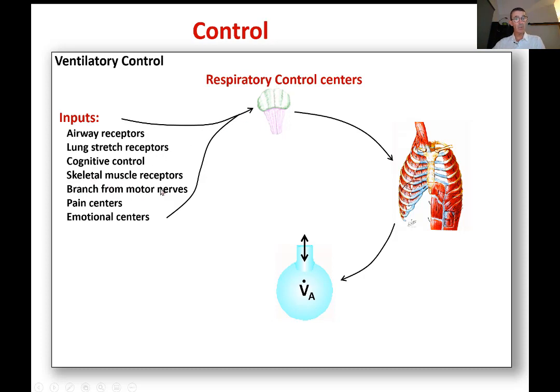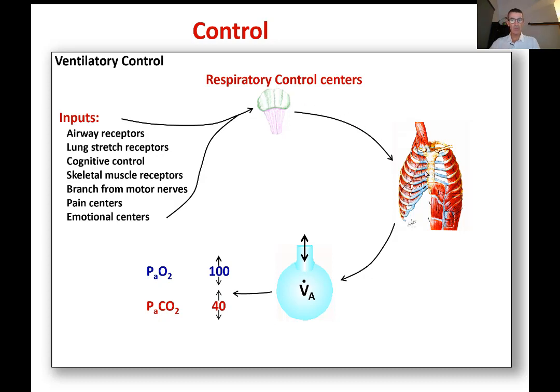There's branches from motor nerves. So when you start to exercise and you're sending motor signals down to your muscles, a branch from that comes to here. So as you start exercising, there's signals coming here telling you to start breathing more. Then there's pain centers and emotional centers. So when you see patients in emergency who are in pain or who are upset, they might be breathing a lot just because of the fact they're in pain or they're upset. So there's a whole bunch of input to the respiratory control center that can tell you to breathe more or to breathe less. There's input from a lot of different places into the respiratory control center that drives how much you're breathing.